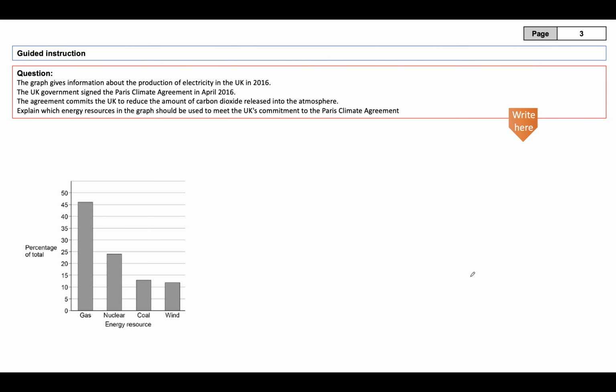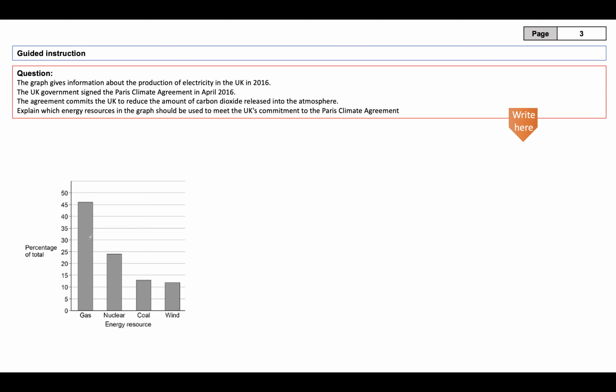So this next question is quite difficult when you first look at it, because all you get given is a graph, and you have the question. The graph gives information about the production of electricity in 2016, something about a climate agreement, not really relevant, and then it commits the UK to reduce the amount of CO2 released into the atmosphere. Then explain which resources you should use in the UK to get rid of carbon dioxide, basically.